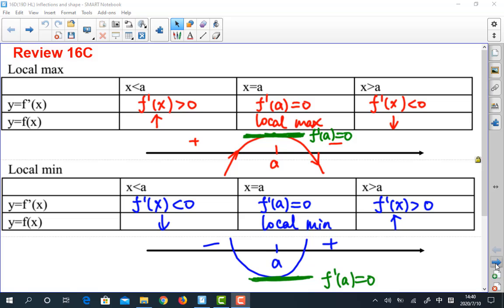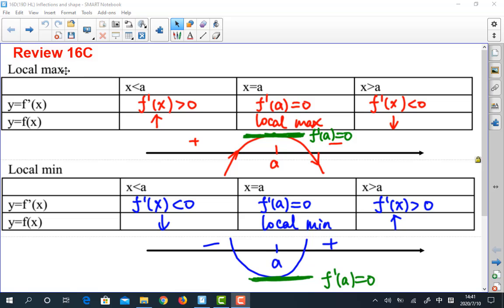Today, we will learn the last lesson in Chapter 16 for SL students and Chapter 19 for HL students. The topic of the last lesson is called Inflections and the Shape. But before we learn the inflections and the shape, let's review what we learned in the previous lesson. In the preceding lesson, we learned three different types of stationary points.